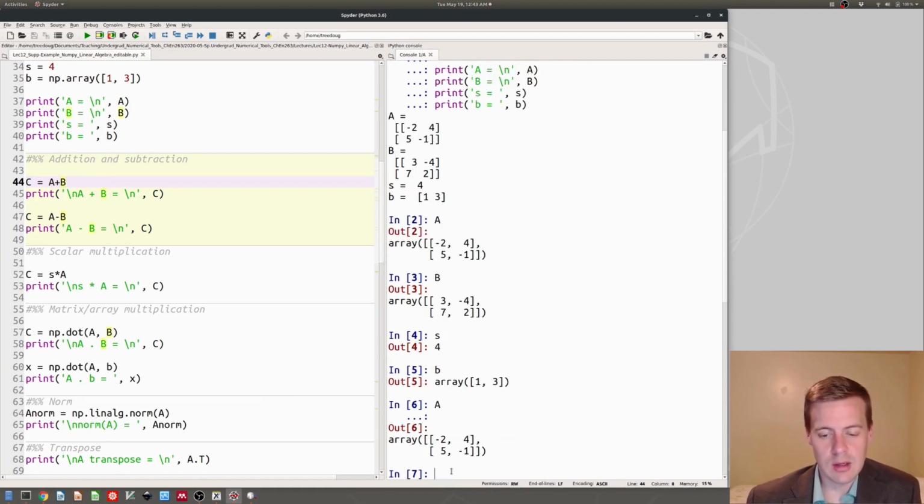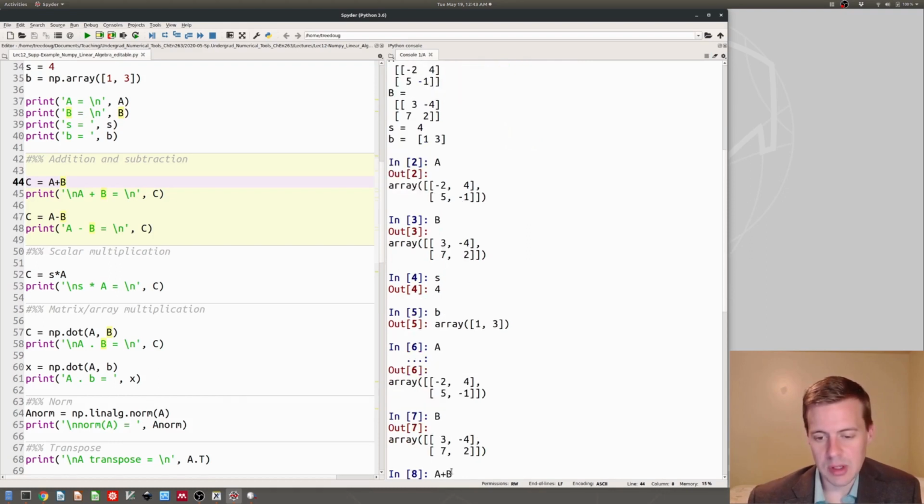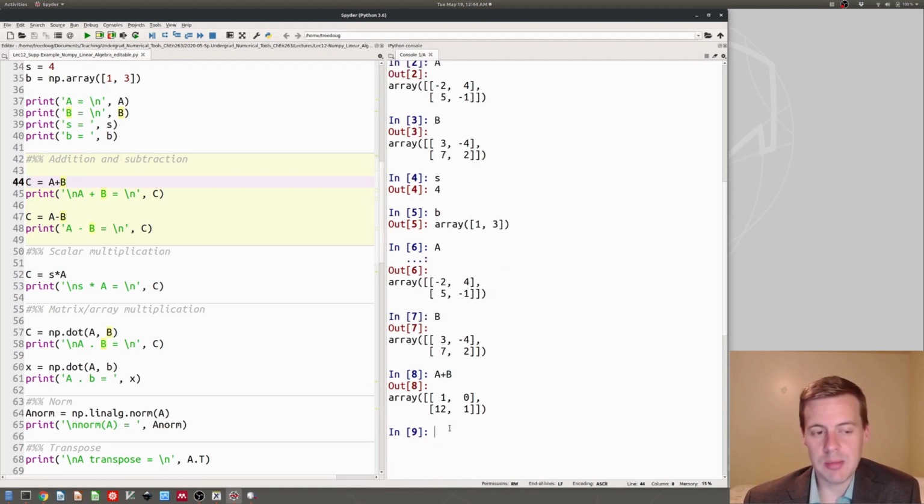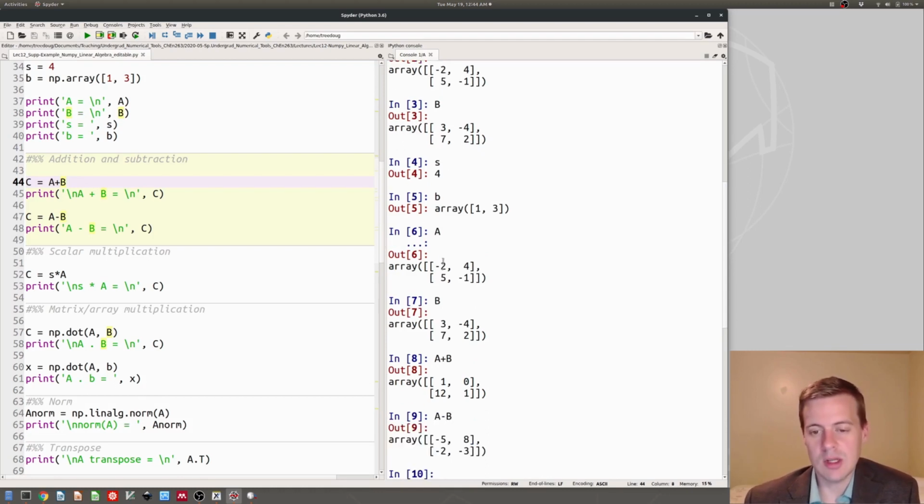So if I have A and B, if I do A plus B, each element is added together. So here in A I have -2, in B I have 3, so in A plus B I have 1. In the 0, 1 element, I have a 4 and a -4, and that is 0, okay, etc., etc. The same thing happens if I do A minus B, I get element-wise subtraction. So -2 minus 3 gives -5, 4 minus -4 gives me +8, okay?